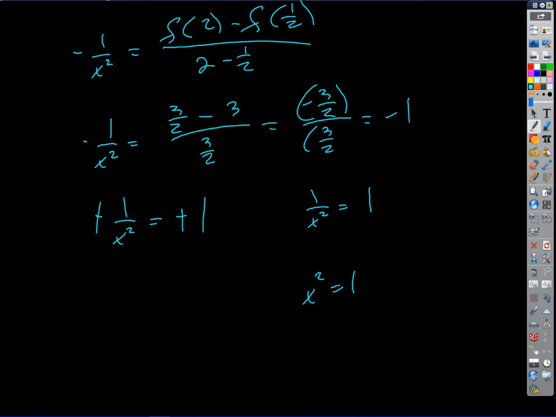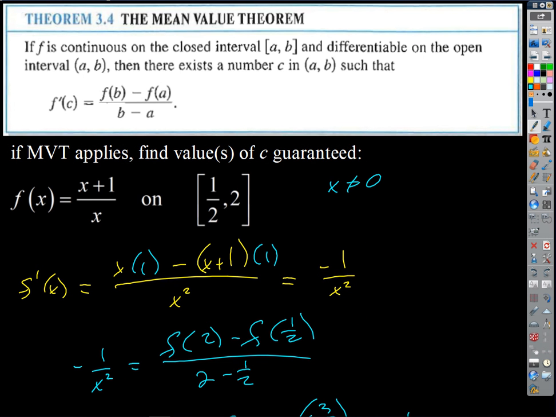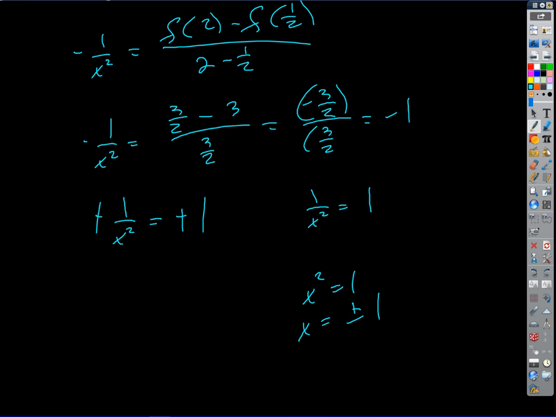What are my solutions to that? X equals ±1, but our interval only goes from 1/2 to 2, so what's the only one that we can keep? 1. Okay, so that's where it happens. Okay?